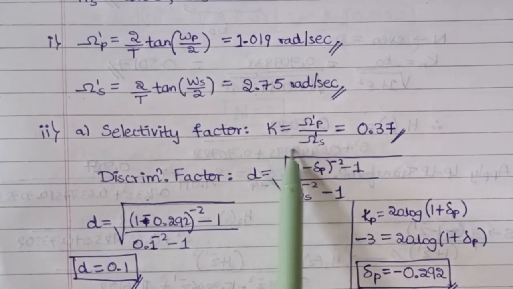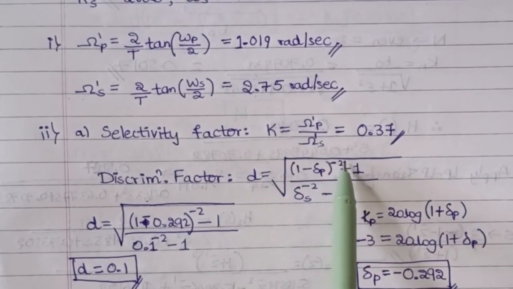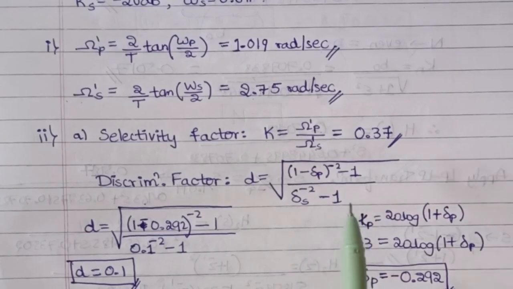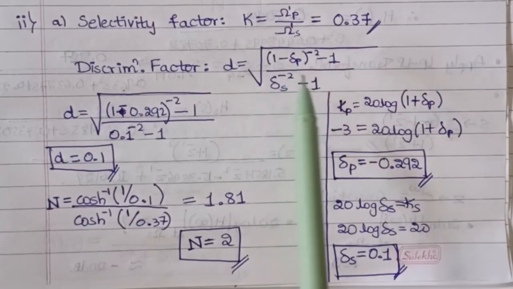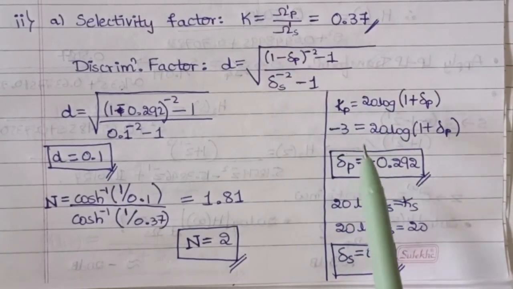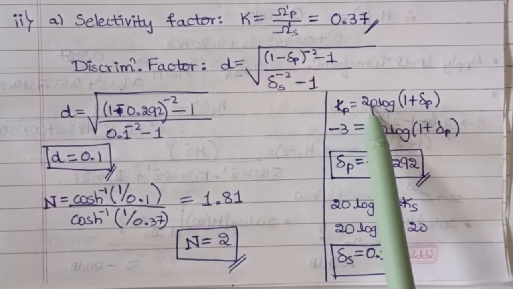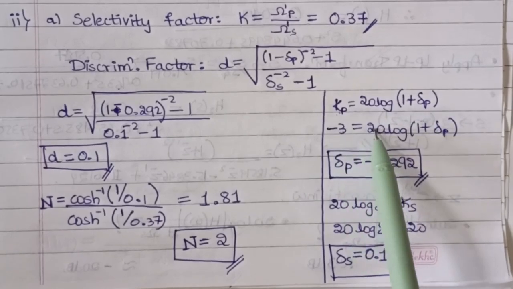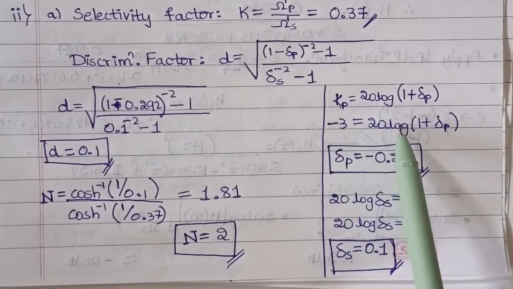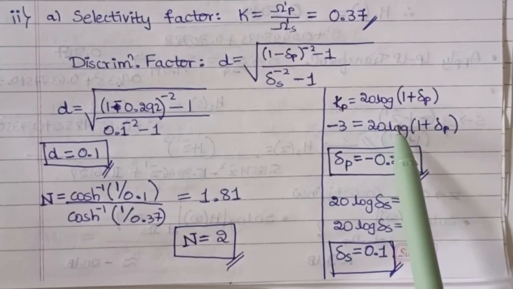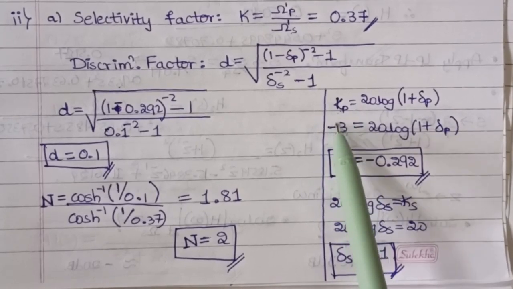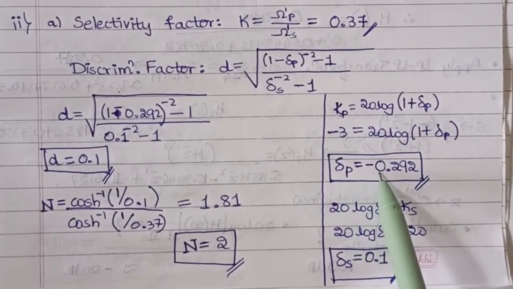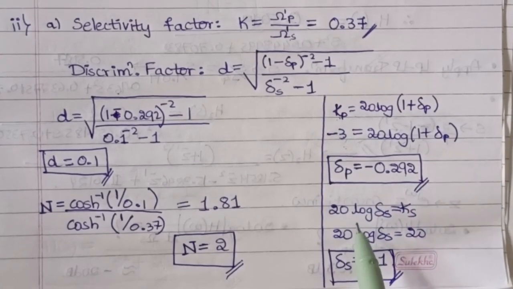Discrimination factor d is equal to under root of (1 minus delta p) whole power minus 2, minus 1, divided by delta s whole power minus 2, minus 1. To substitute the values, we have to find delta p and delta s. Delta p is given by kp is equal to 20 log(1 plus delta p). Kp is minus 3, and 20 comes to the denominator. This is log to the base 10, hence the log inverse becomes 10 raised to minus 3 by 20. After using this formula, we get delta p is equal to minus 0.292.